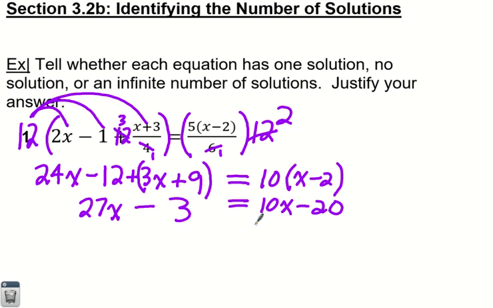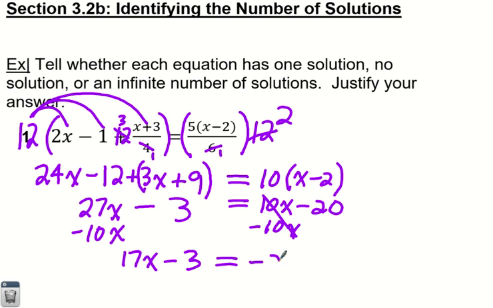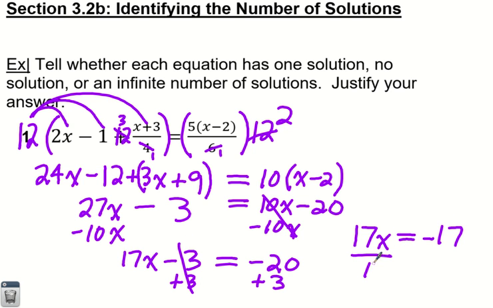I don't want to have x's on both sides, so I would subtract 10x away from there, and I would get 17x minus 3 equals negative 20. And next, we would add 3 to both sides, and so 17x would be alone, and the other side would be negative 17. Final move is to divide both sides by 17 to get x all by itself, and so the final answer, and there's only one answer here, x equals negative 1.